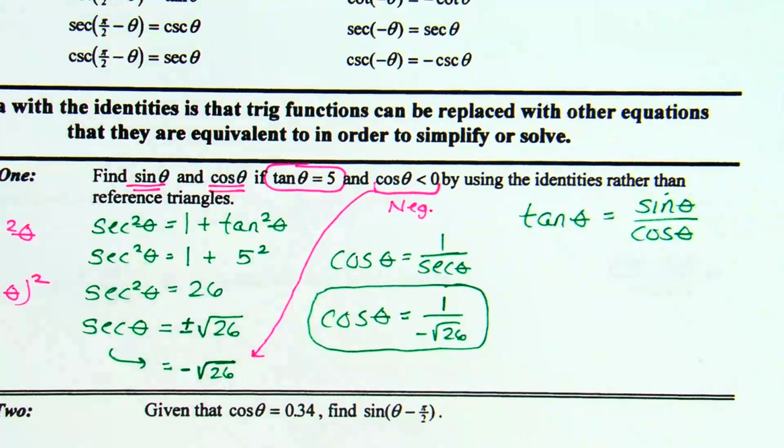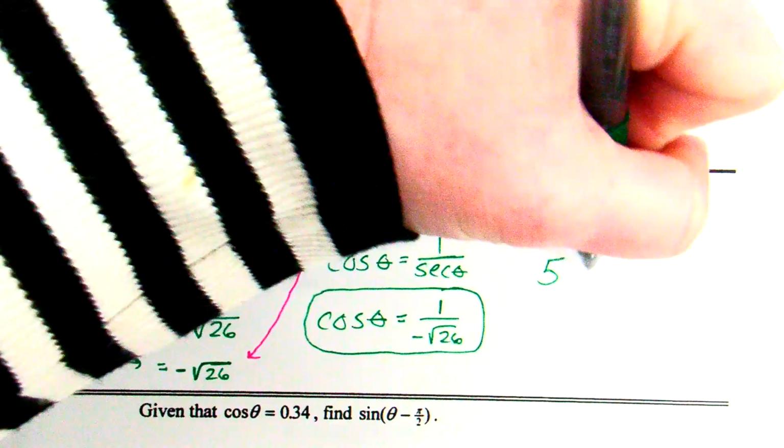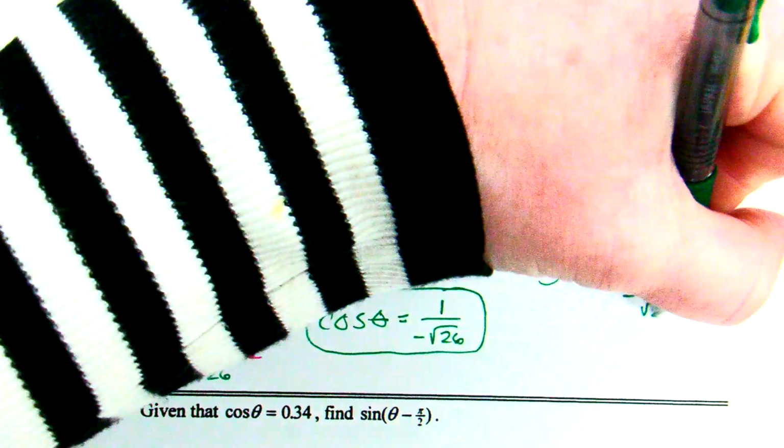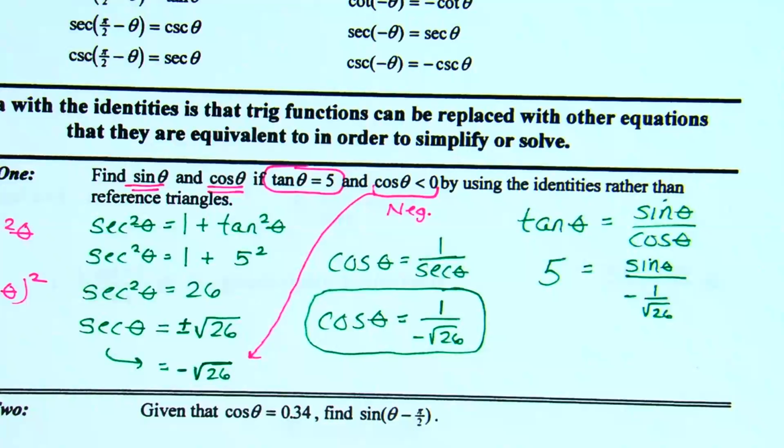Fill in what you know. So tangent is what? 5. And we have sine of theta divided by negative 1 over square root of 26, or negative of 1 over square root of 26. How do I find sine theta here?